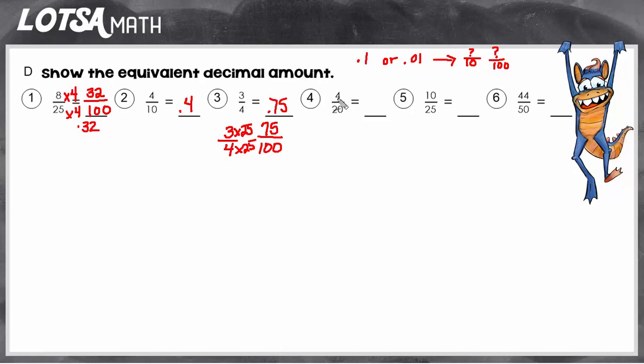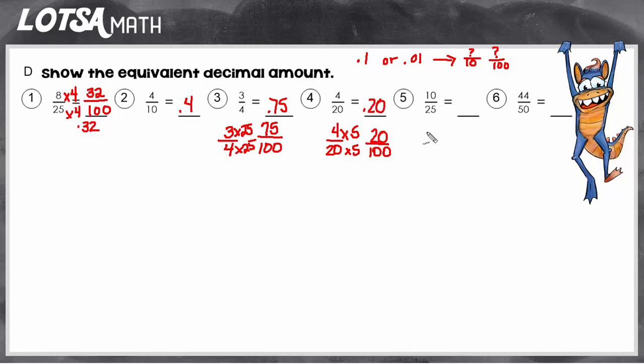So let's look at number 4. On number 4, I have a fraction of 4/20ths. To me, it's always easier to go up to 100 than to try to divide and go down to 10. So I'm going to go up to 100, and I know to get from 20 to 100, I have to multiply by 5. And what I do to the bottom, got to do to the top. So 4 times 5 is 20. So the decimal equivalence for 4/20ths is 20 hundredths.